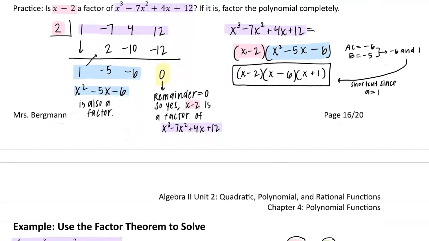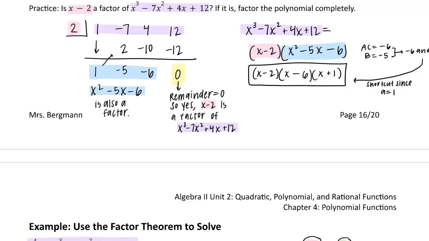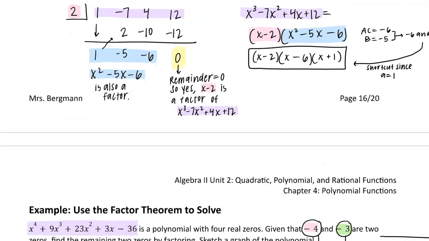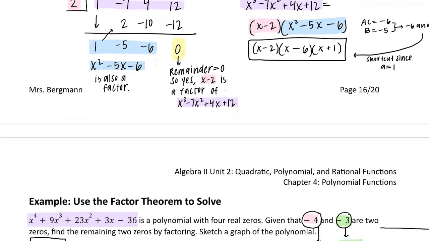And now we're going to move on to the next example, which is using the factor theorem to help us solve an equation. This says x to the 4th plus 9x cubed plus 23x squared plus 3x minus 36 is a polynomial with 4 real zeros. That tells me that it's going to have 4 x-intercepts. Given that negative 4 and negative 3 are 2 zeros, find the remaining 2 zeros by factoring. Sketch a graph of the polynomial.